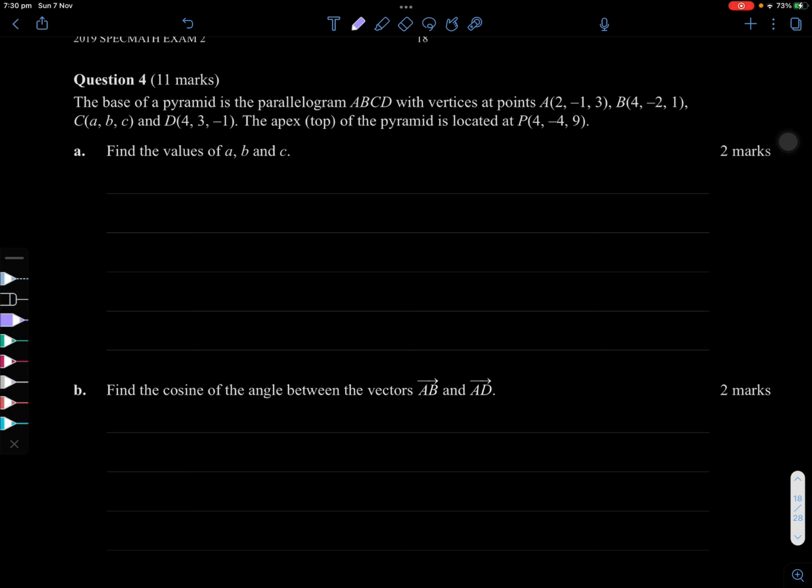Okay, the next question. The base of a pyramid is the parallelogram ABCD with vertices. Okay, I'm going to draw this. Drawing it is always recommended. Makes your life a bit easier. We got A, B, C, and D. Now, I'll actually just write the vector next to it as well, just so it's a bit easier for us later on. B is 4, -2, 1, and A is 2, -1, 3.